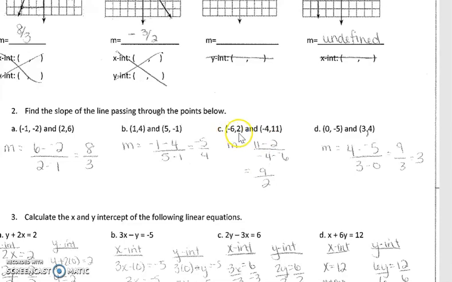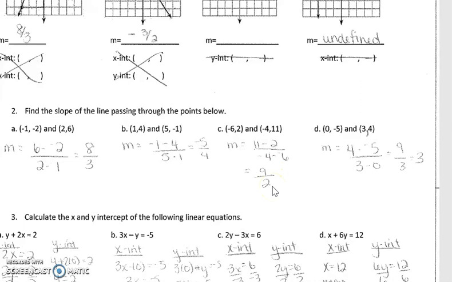x1, y1, x2, y2. So you would do 11 minus 2, and then you would do negative 4 minus a negative 6. Again, minus a negative, you should write that as a plus. So negative 4 plus 6, and that would get you 2. So 11 minus 2 is 9. Negative 4 plus 6 is 2. So 9/2.